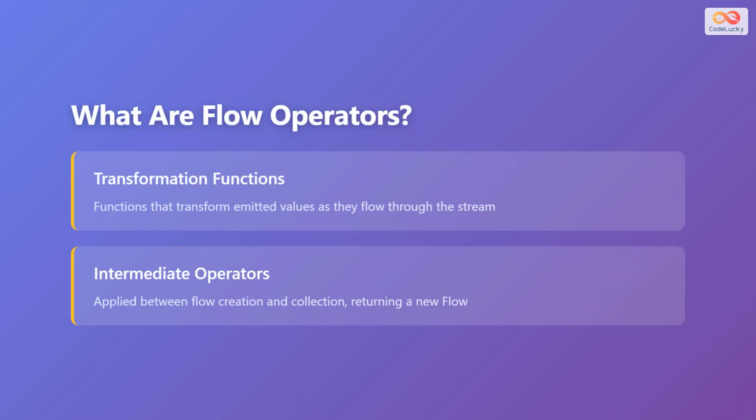Flow operators are transformation functions that modify emitted values as they travel through the stream. They are intermediate operators, which means they are applied between flow creation and collection. When you use an operator, it returns a new flow with the transformation applied, without modifying the original flow.